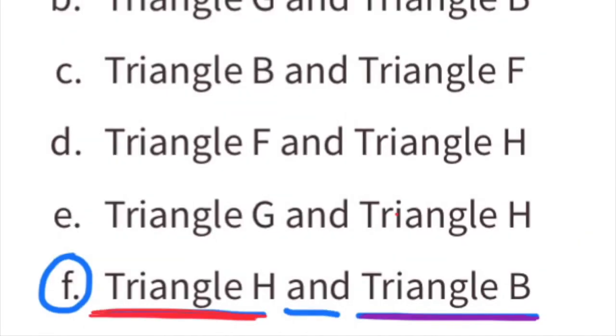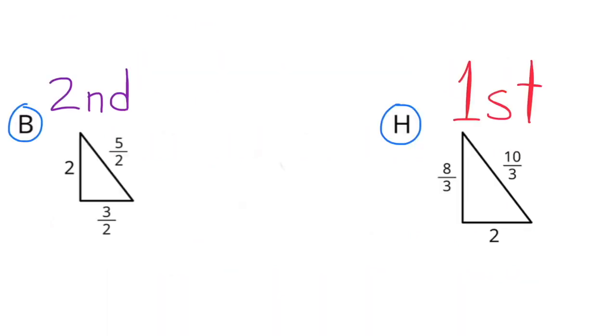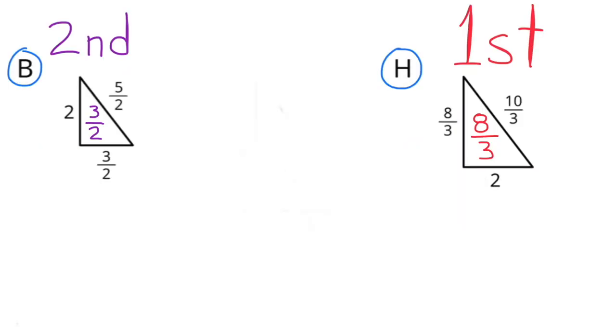Triangle H and triangle B. On the right is triangle H. It was mentioned first. And on the left is triangle B. It was mentioned second. The area for triangle H is 8/3 square units, and the area for triangle B is 3/2 square units, or 1.5 square units.